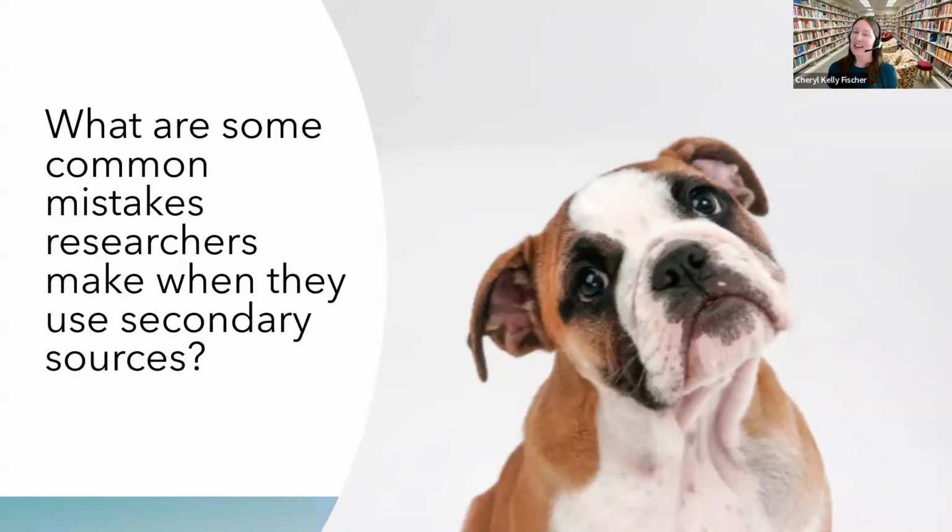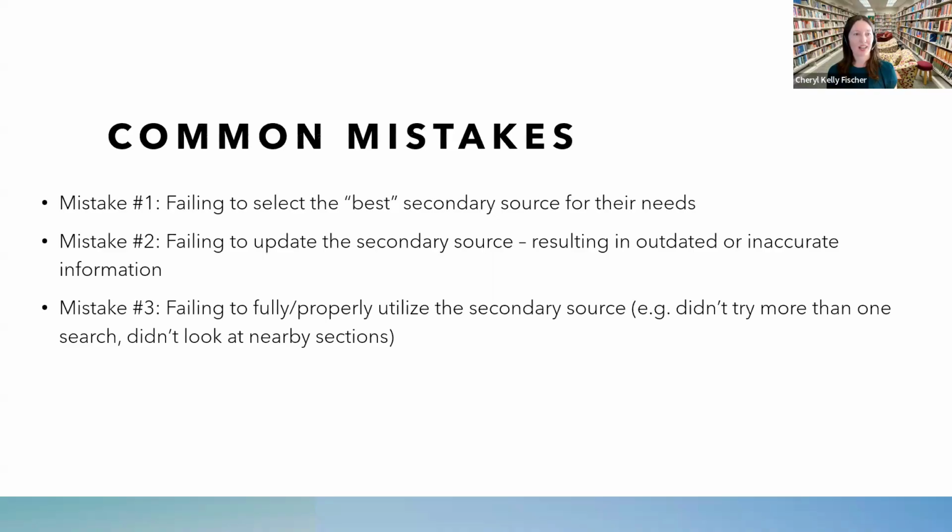Let's continue with another common mistake. Mistake number 3, failing to properly or fully utilize the secondary source. For example, you didn't try more than one search. You didn't look at nearby sections. This is an easily avoidable user error.